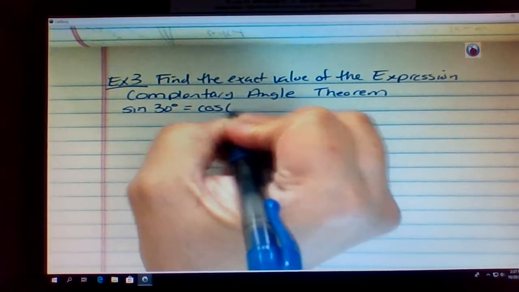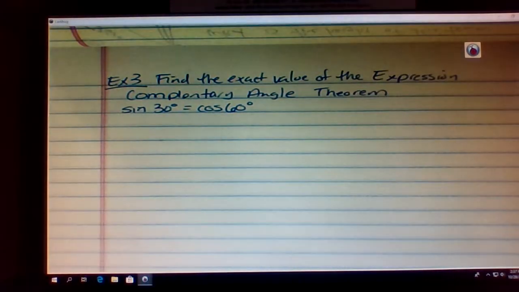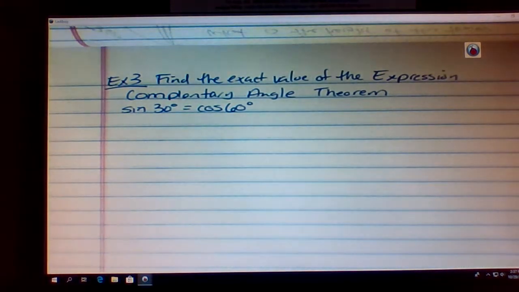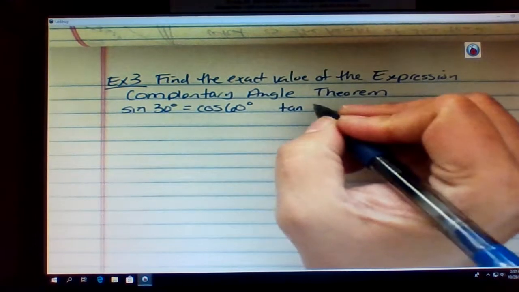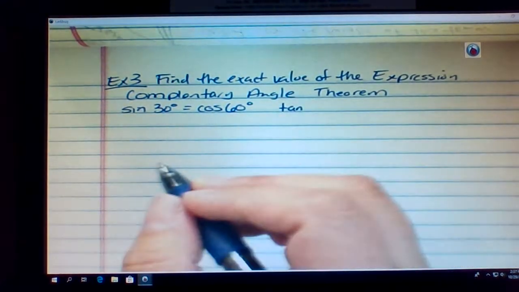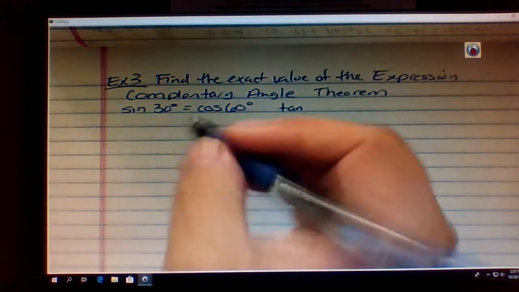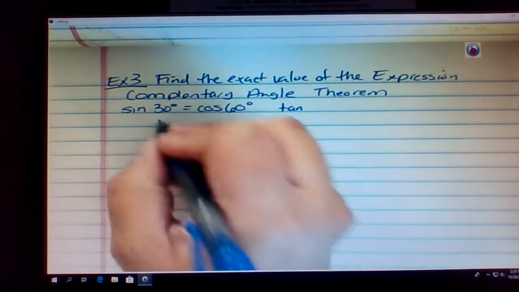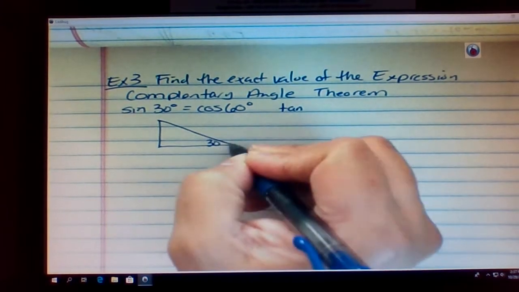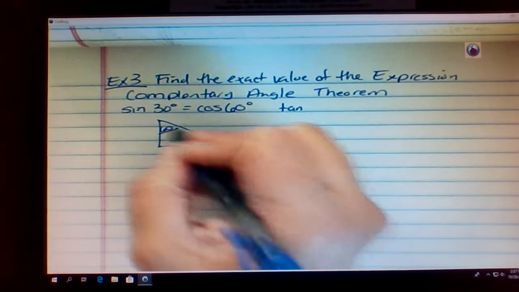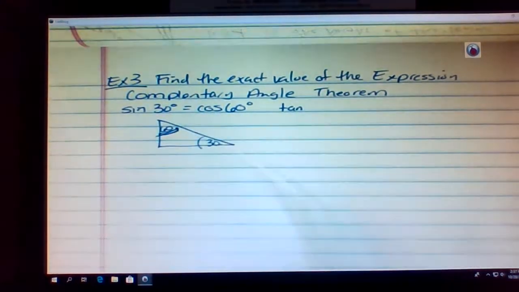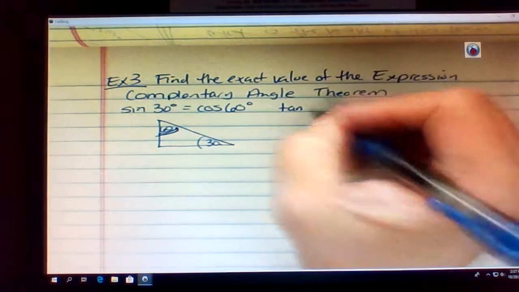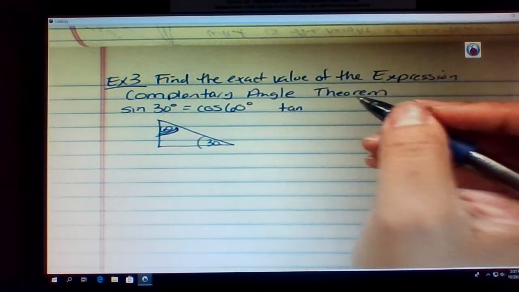Does that make sense, or do I need to draw a picture so you understand why? If this is my angle and this is 30, this has to be 60. So this is sine, but it's the same thing as doing the cosine, because you would find the same thing. And that's really the only one you need for today's deck, because that's the only one they talk about.